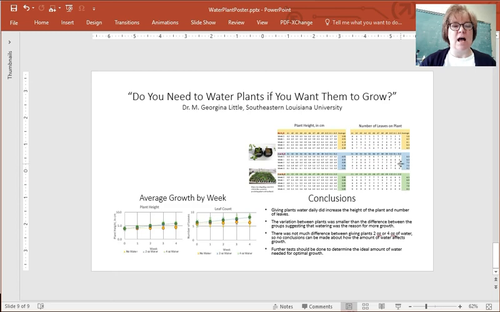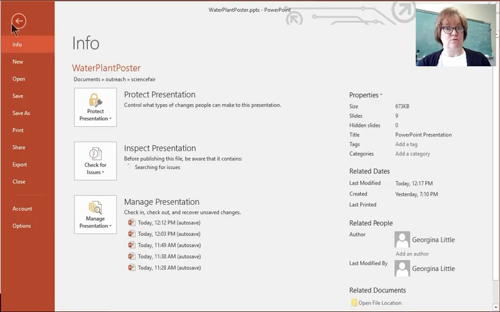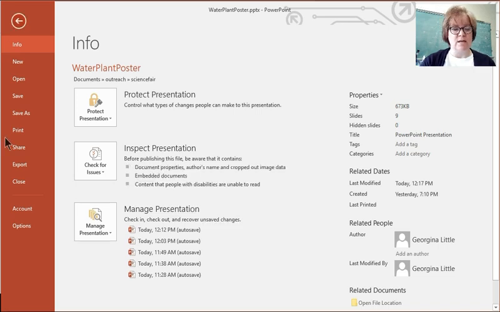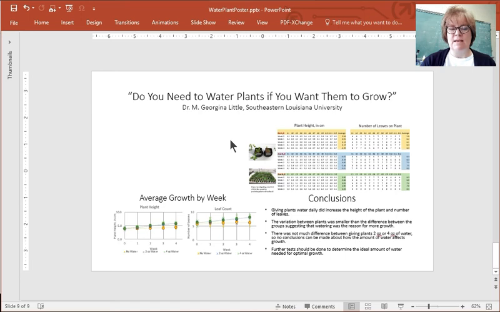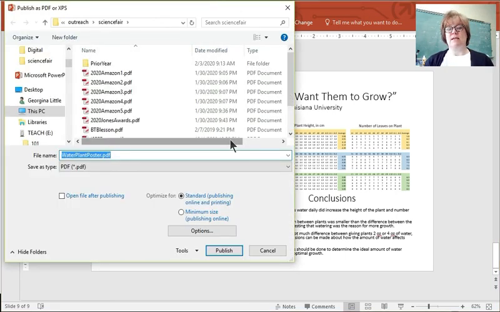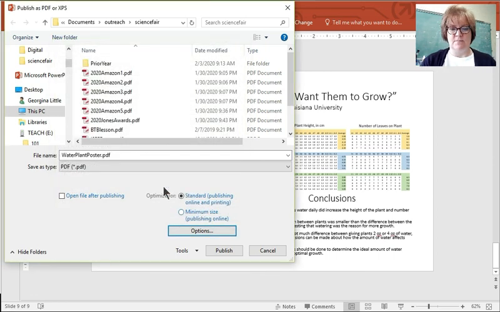I've spent some time getting it all pretty, and when I'm done, this ends up being my poster. I can do something on the file. This is whether you do Google Slides or whether you do PowerPoint, where I can export it as a PDF. Now, I really just want that last slide as my PDF, and this is going to be my poster. You can do the last slide if you do options, and you say, I just want it to be the 9th slide, from 9 to 9.